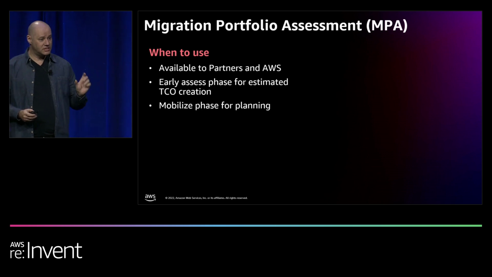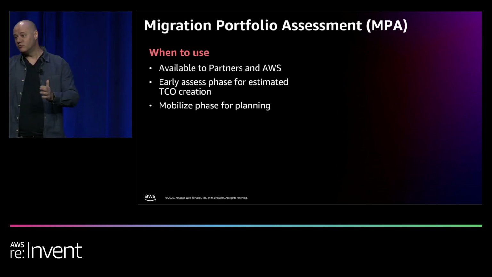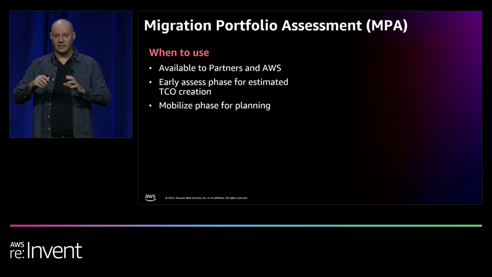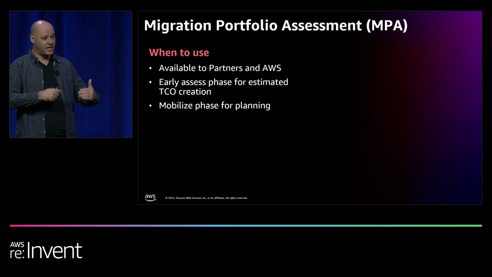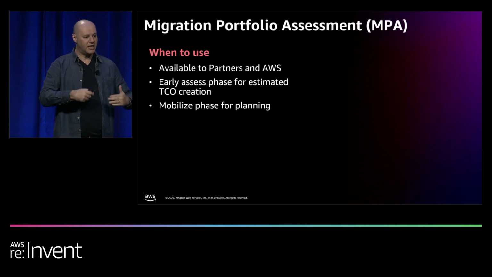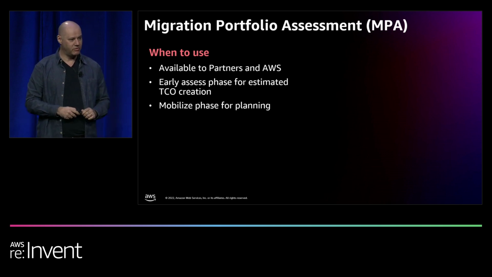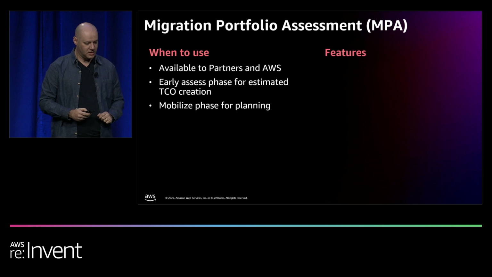We also can use the same tool, the MPA. You start doing assess, and when you move to mobilize, you can still use the same tool. So the idea is to have the knowledge and all the information that we collected in the assess phase. We can build upon that, and we can add more details for the planning of this migration. So you're going to use the same tool for both phases.